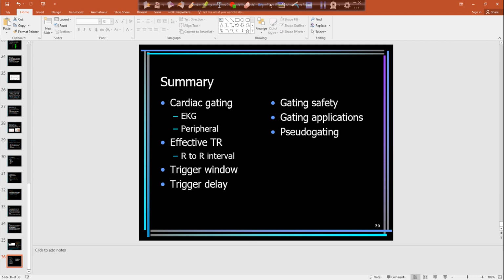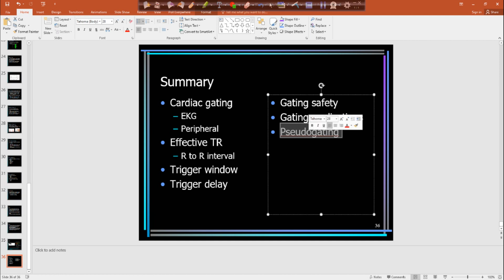Remember, gating we could do prospectively and retrospectively. Prospectively, it might take longer because we're only imaging when the heart is relaxing. Retrospective gating, we're watching all the different phases of the heart. That's cine imaging. And if all else fails, we get our pseudo gating, where we calculate the available imaging time from that equation that I gave you.